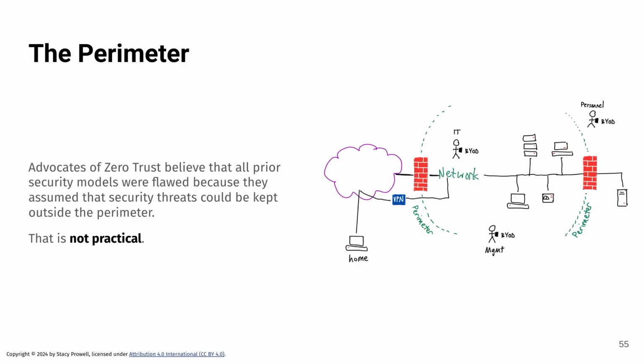Advocates of zero trust tend to believe that prior models were flawed because they were based on keeping things out of the network and defending a perimeter. And I think they're right. I think that was never practical.